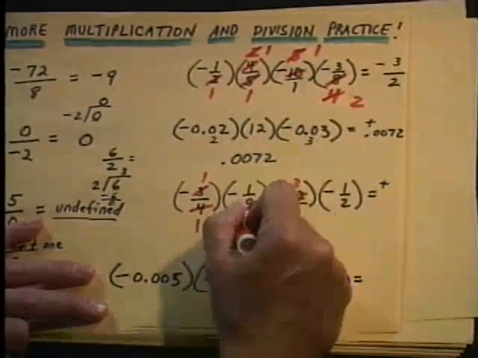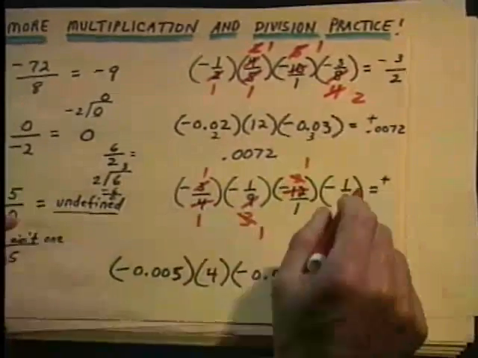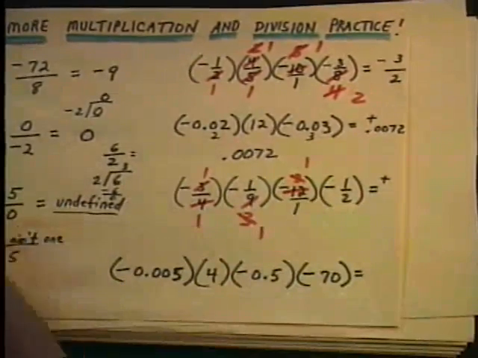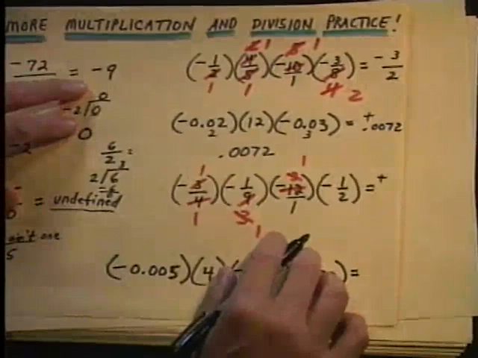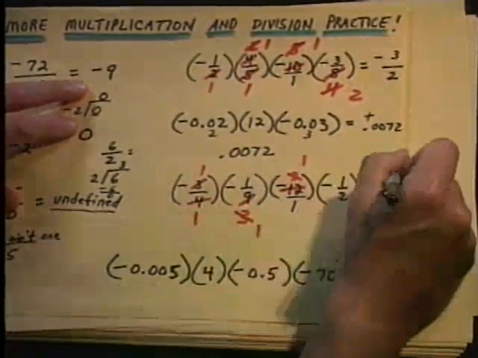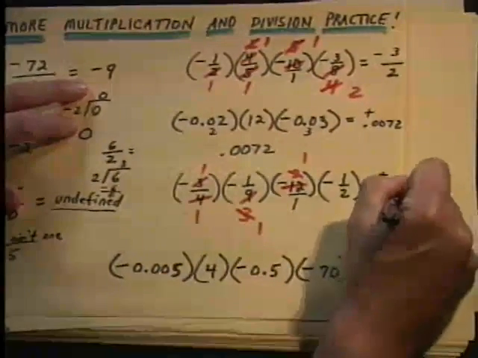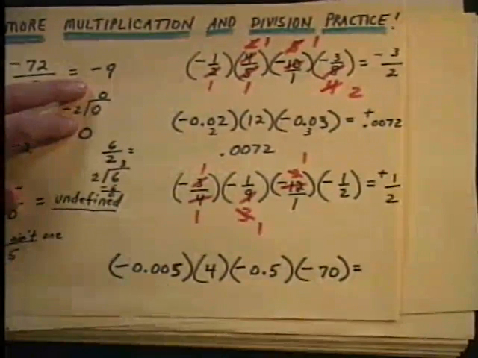If you cross cancel or chop all of the common factors, you will end up with a reduced answer when you multiply fractions. So look how nice this one comes out. 1 times 1 times 1 times 1, 1. 1 times 1 times 1 times 2, 2. Positive 1/2 for your answer.